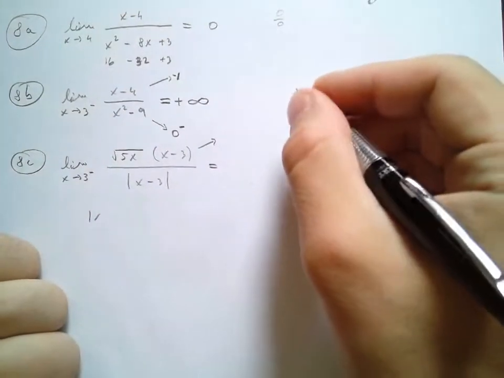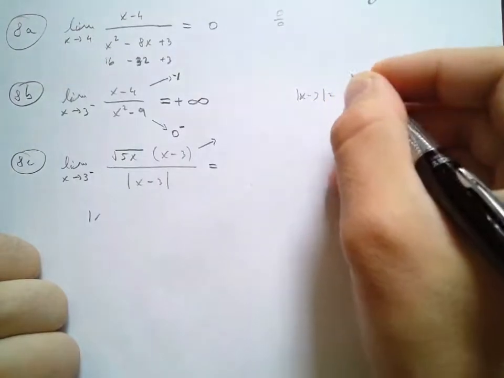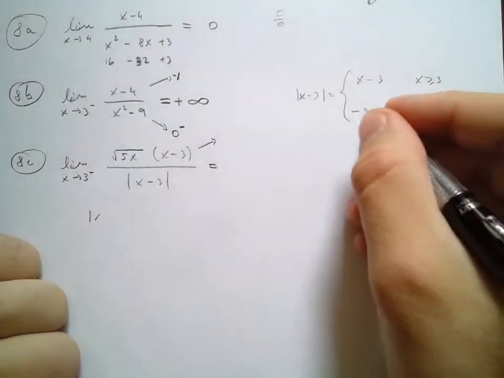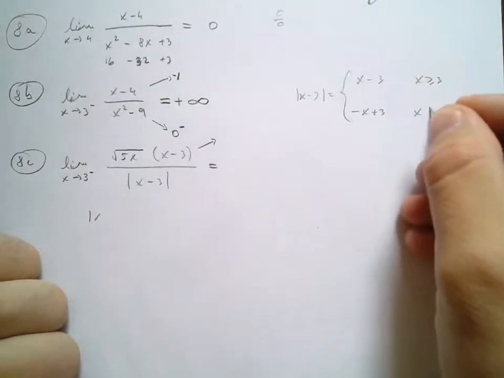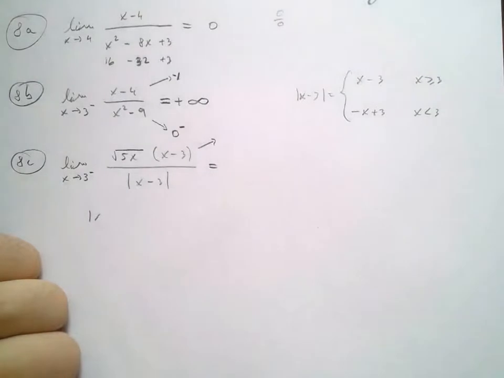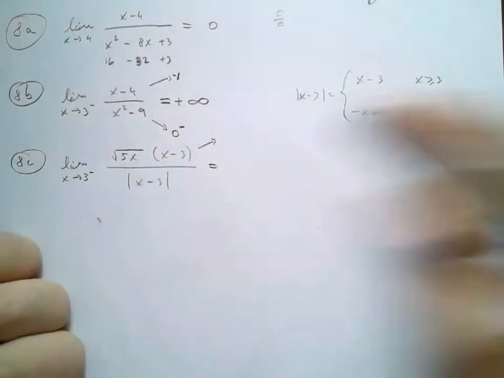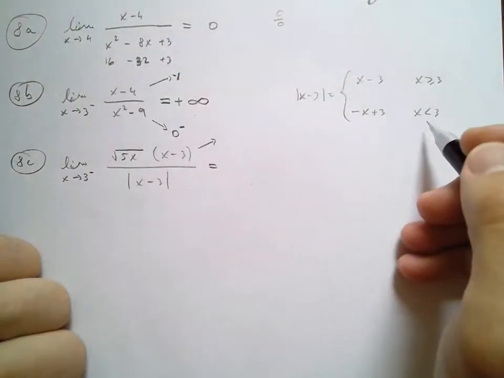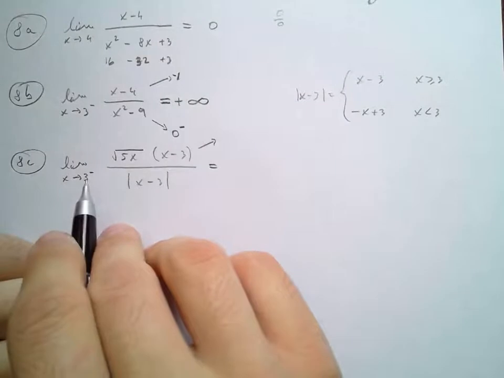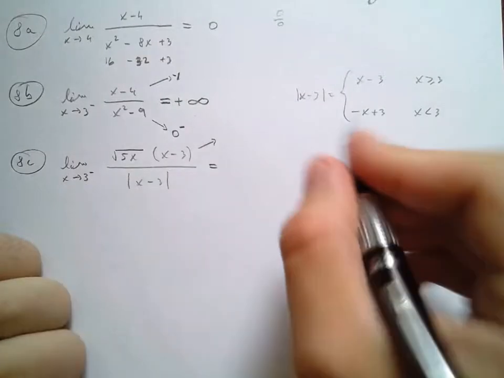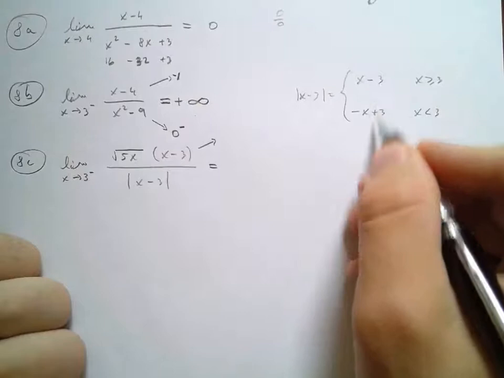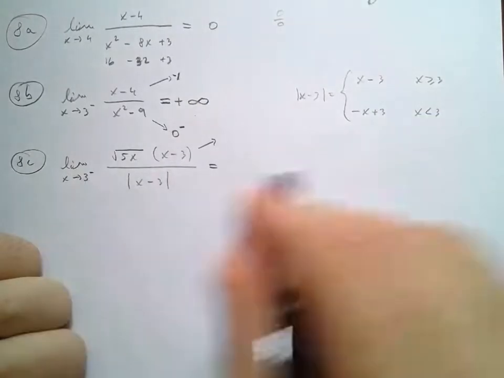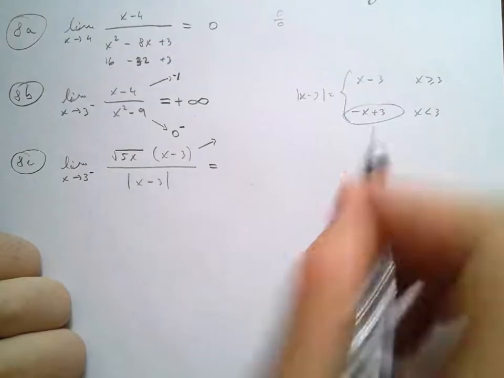here, I'll write it up here. This is going to be either x minus 3 if x is bigger than 3, or negative x plus 3 if x is less than 3. Okay, and since I am approaching 3 from the minus side, let's see. So that's positive. If I approach 3 from the negative side, then I am in this branch of the function.